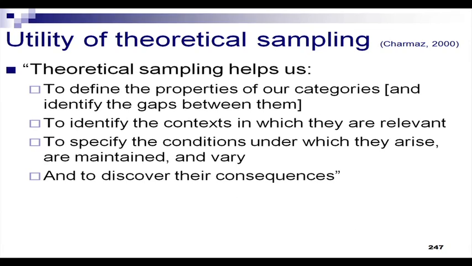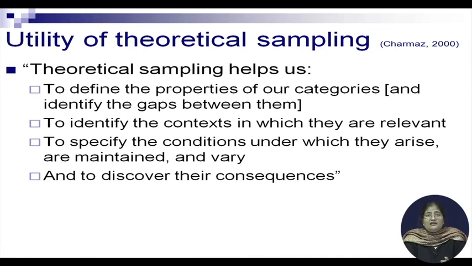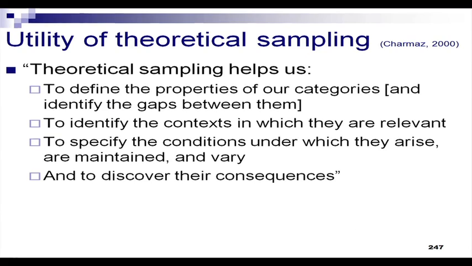Now, utility of theoretical sampling. Theoretical sampling helps us to define the properties of our categories and to identify the gaps between them. So when we do theoretical sampling, we are able to understand what it is that our categories are really like, and we are also able to find gaps in them, to identify the contexts in which they are relevant. So theoretical sampling also helps us understand the situatedness of the categories.